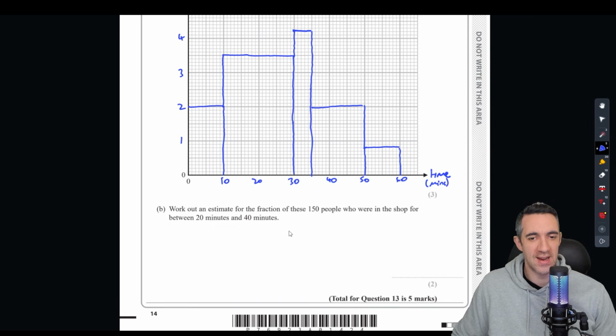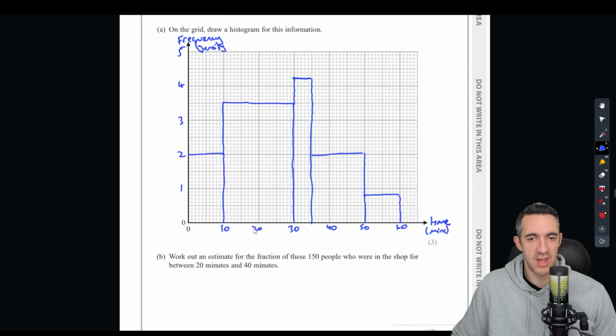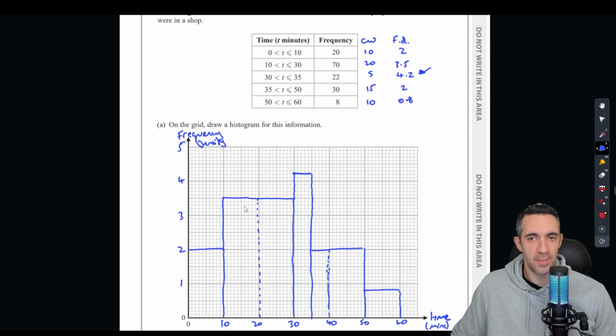Work out an estimate for the fraction of these 150 people who are in the shop for between 20 and 40 minutes. So 20 and 40. So 20 is there, 40 is there. So we're trying to work out how many people would be in these bars here by doing the area. But are they going to let me have the follow through? So if I do it based on my histogram, I've got 10 times 3.5, that's 35. This bar over here, I've got 35 to 40, so that's 5 times 2, so that's 10 people.